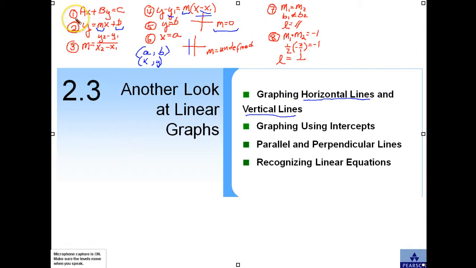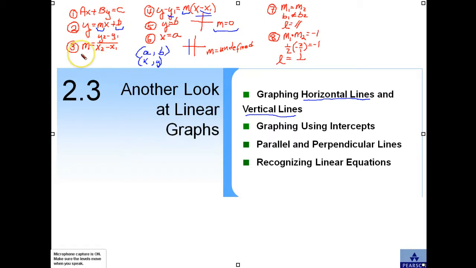For number 1, this is the standard form of the linear equation in two variables, x and y. If you solve for the letter y by transposing this and then dividing by b, it'll then be in this form, which is slope-intercept form, where the m is the slope and the y-intercept is b. We had just gone over that in section 2.